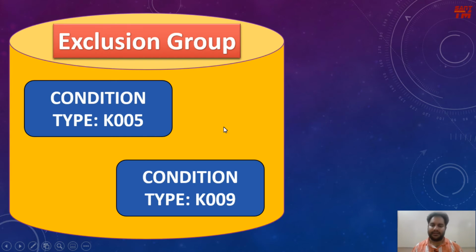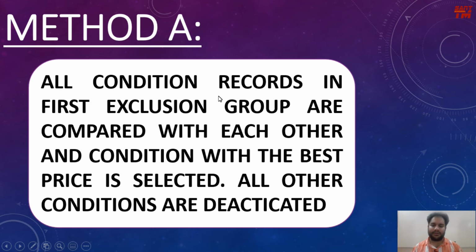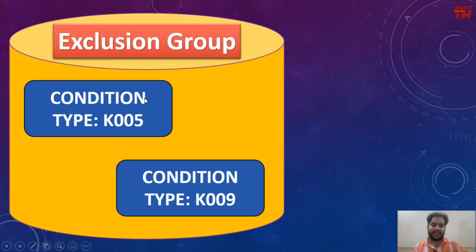Okay, so here is an exclusion group. In this exclusion group, this is the first exclusion group. As per this definition, all condition records in the first exclusion group. As we are considering only one exclusion group, this is only the first exclusion group. In the first exclusion group, we have put two condition types, and obviously these condition types will have condition records also. In the exclusion group, condition records associated with the condition type also come, but we have only denoted it with the help of the condition type here.